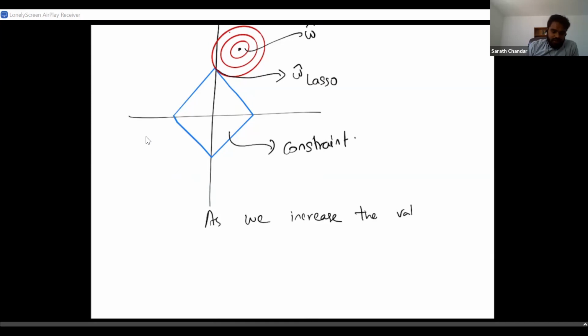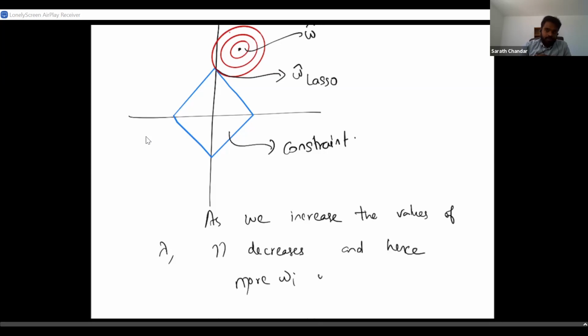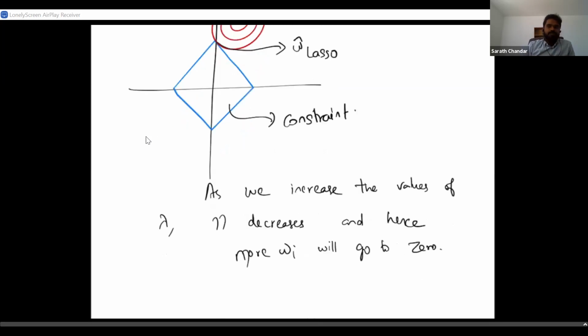As we increase the value of lambda, eta decreases, and hence more W_i will go to 0.